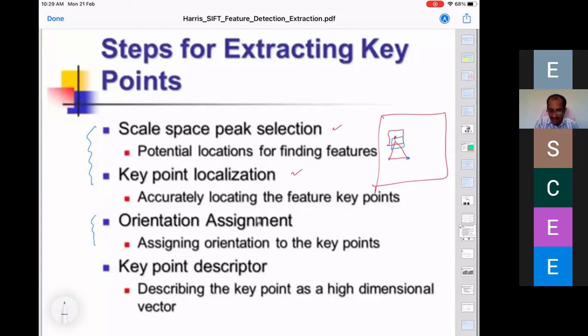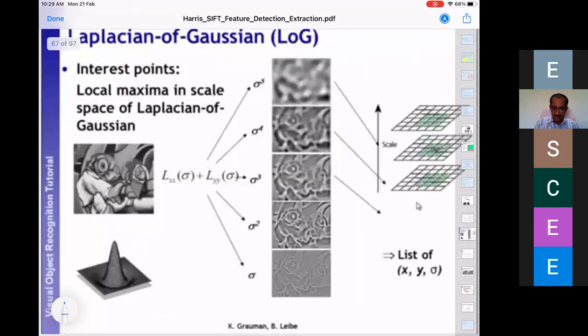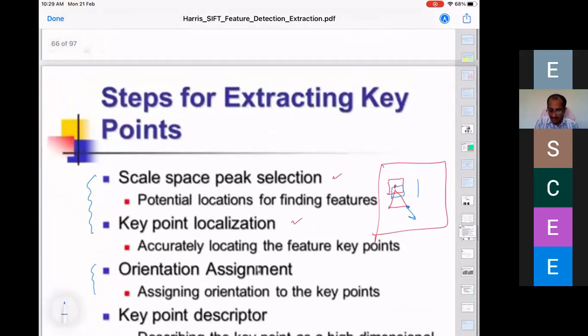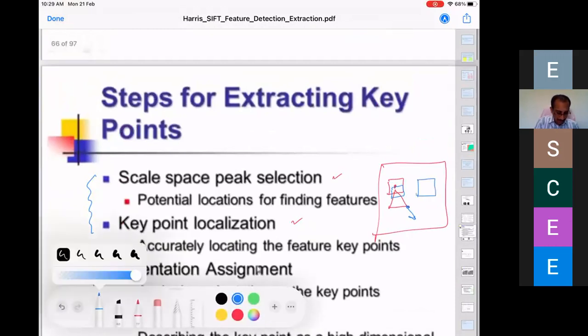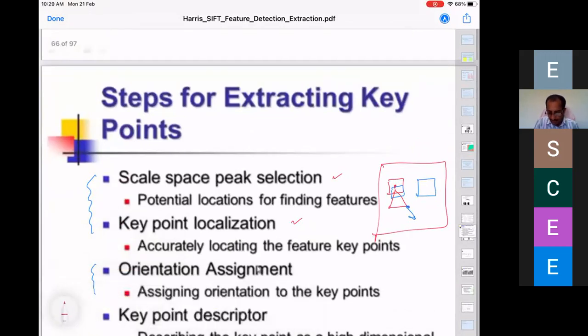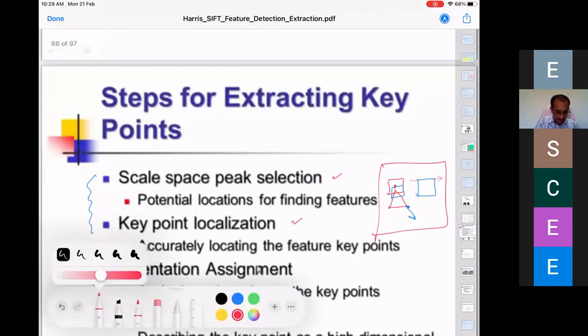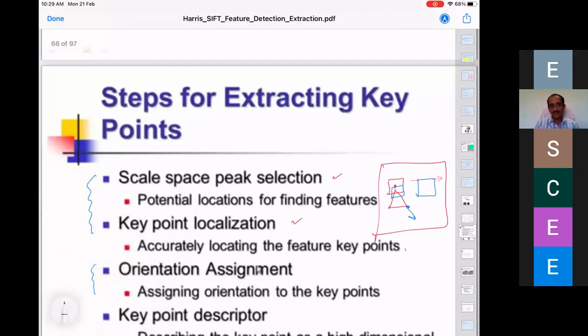And then the third step is, for these key points, can I associate an orientation? Say, for a key point like this, can I say that this key point is oriented like this? Can I indicate the dominant orientation of the key point? That's the other thing.